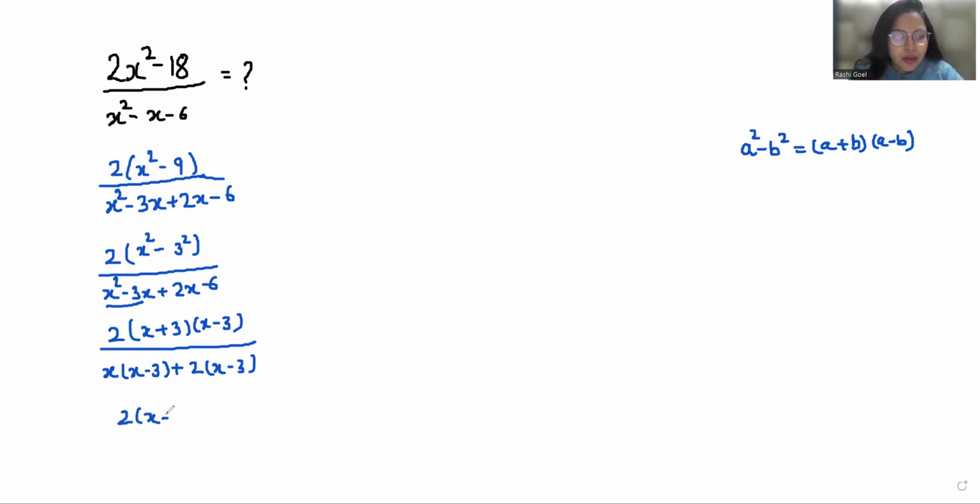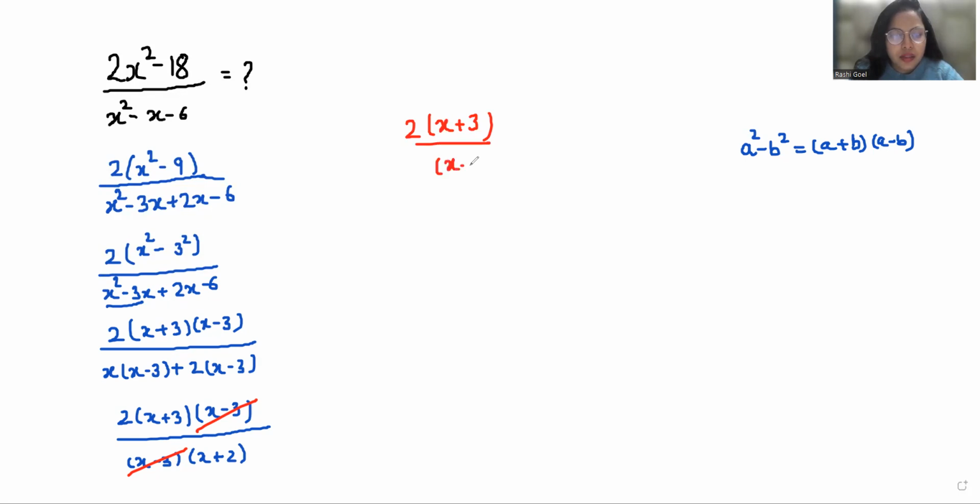Now write the numerator the same and take x - 3 common from the denominator. Now we can eliminate x - 3 from the numerator and denominator. So what is left? 2 times (x + 3) over (x + 2).